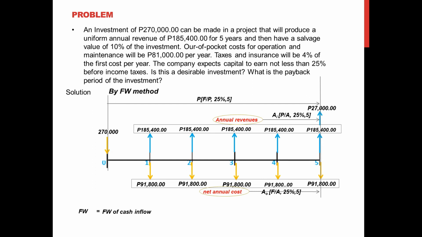So we just perform a summation of the cash inflow and the cash outflow. Okay, so we now have the cash inflow. So here we have the 27,000 pesos, which is exactly at the future time. So we do not need to multiply any factor. So that is denoted by positive since it is going upwards. And we have a positive cash flow for the annual revenues of 185,400 multiplied by this notation finding F given A 25% at 5.